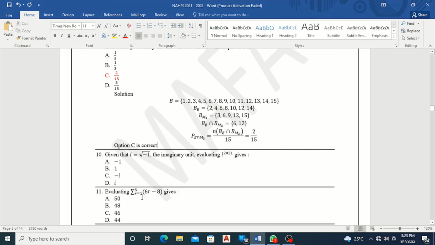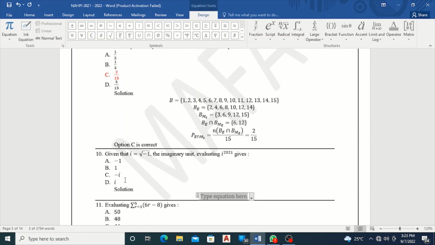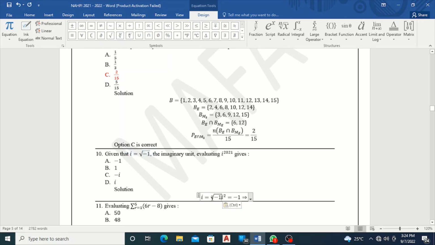Alright, question 10. What do we have? Complex numbers. We need to find the value of i, where i squared is equal to -1. This means that i is equal to the square root of -1, meaning i squared is -1, where you square both sides.